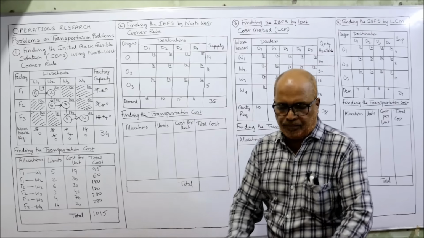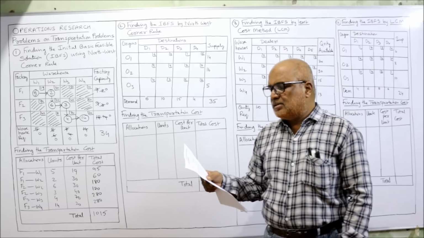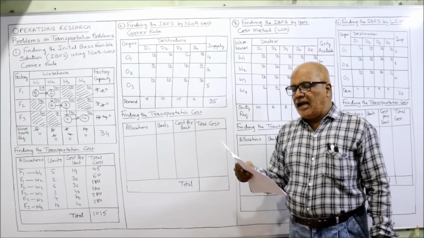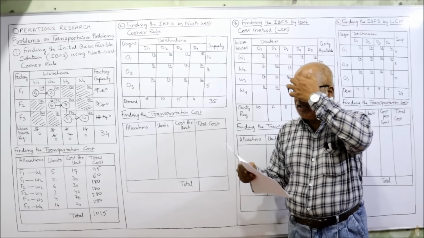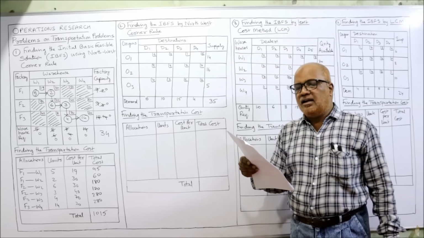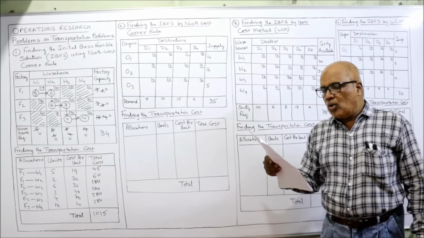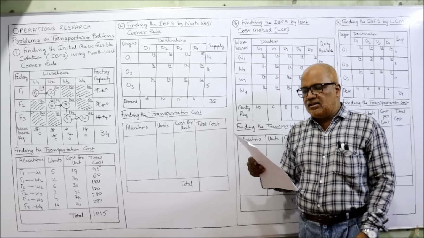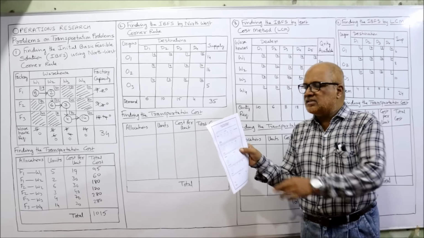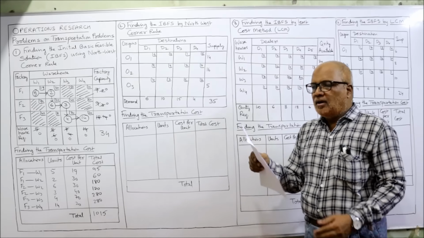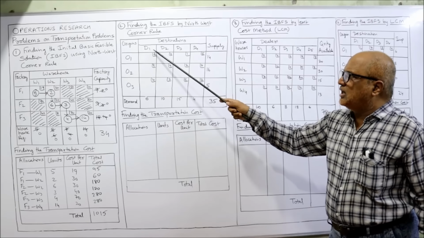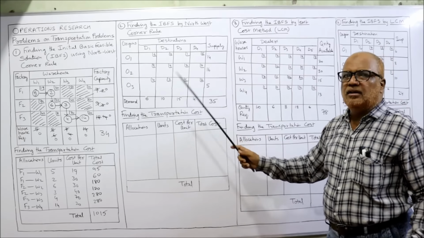Now second problem. Determine the initial basic feasible solution to the following transportation problem using northwest corner rule, where Oi and Dj represent ith origin and jth destination respectively. So O stands for origin and D stands for destination. So O1, O2, O3, 3 origins are there and destinations are D1, D2, D3, D4. Supply is given, demand is given, same transportation table is given.